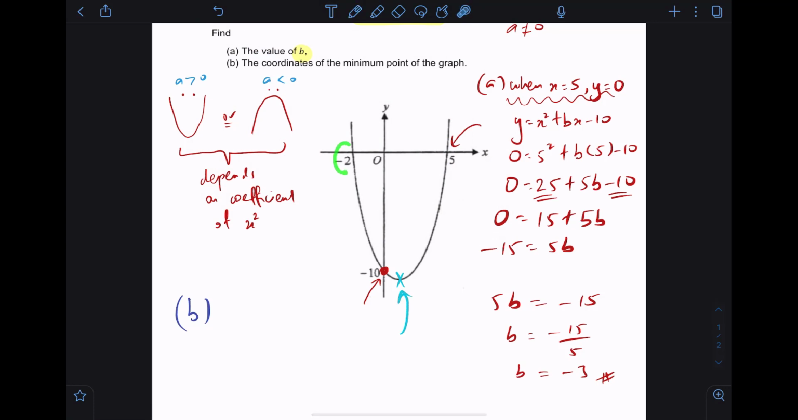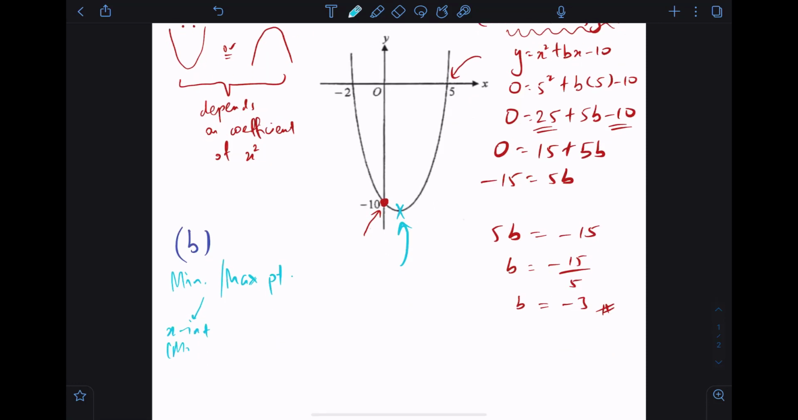Now since you're given both x-intercepts, you can find the minimum point by observing the symmetry of the graph. A quadratic graph is always symmetrical about its turning point. So to find a minimum point or maximum point, you can use your x-intercepts to help you. Take the middle of them, or if you're not given the x-intercepts, you can use completing the square. Since in this question we are given the x-intercepts, we can use this first method.